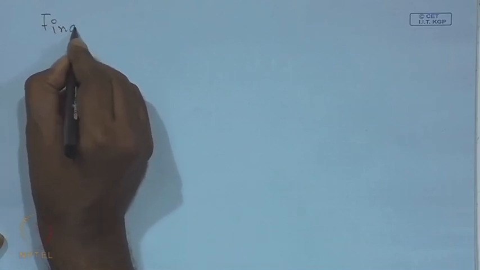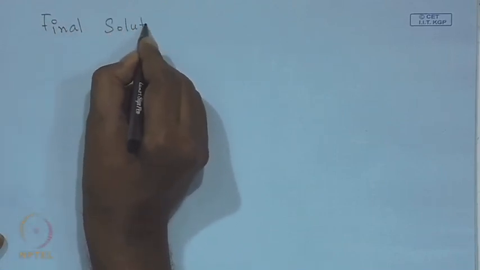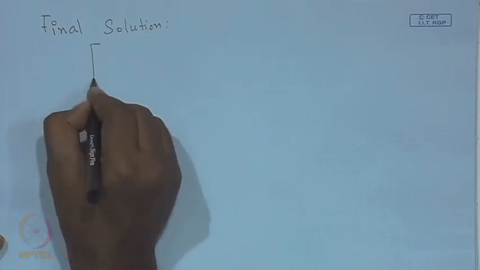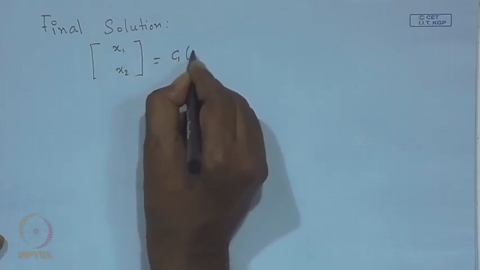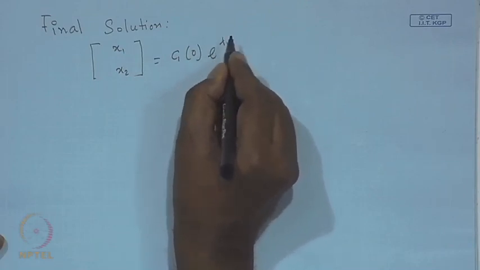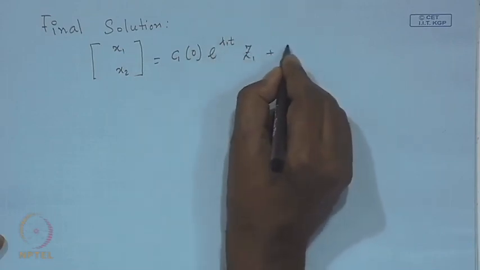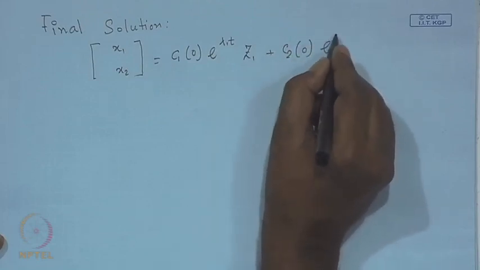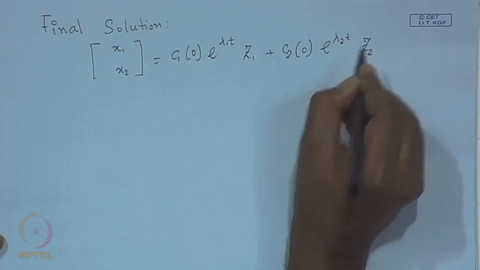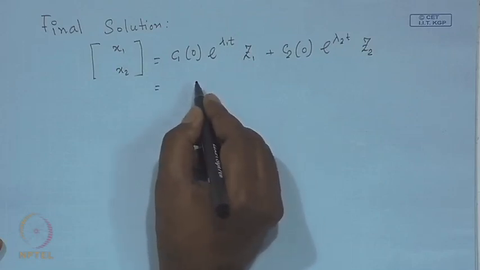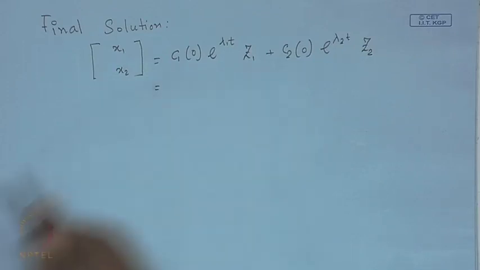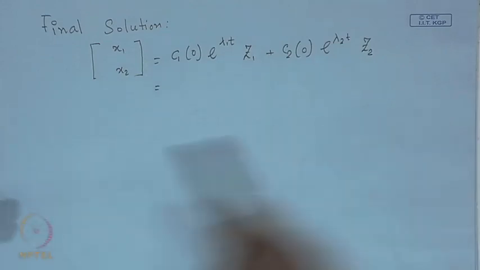Now we will write down the final solution. If you remember, the final solution is in this form: x1, x2 is equal to C10 e to the power lambda 1 t z1 plus C20 e to the power lambda 2 t z2. We just put in the values of lambda 1 and lambda 2.